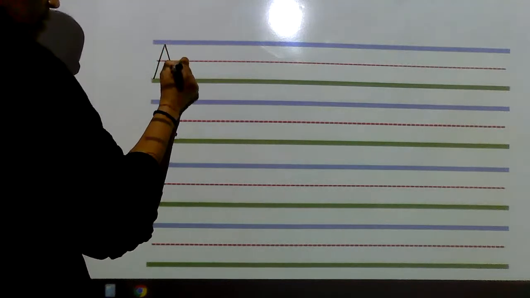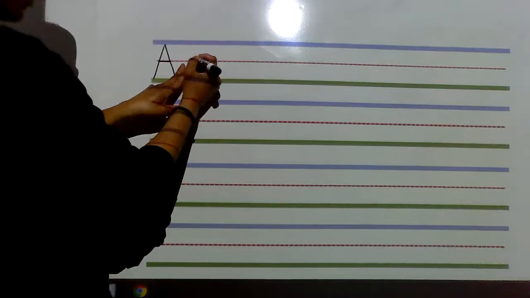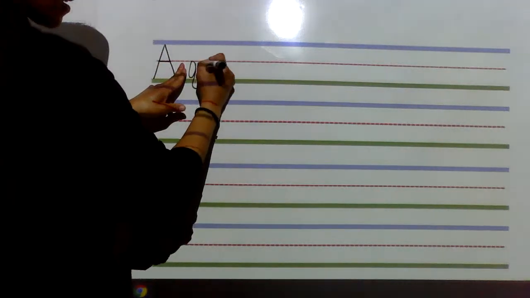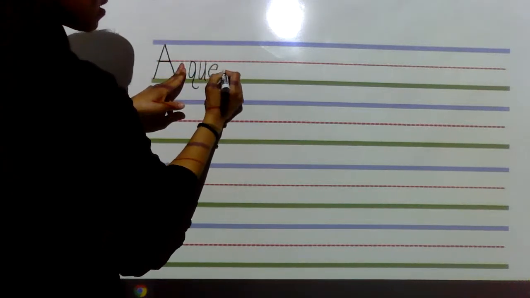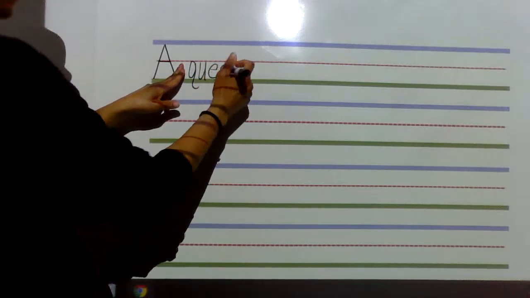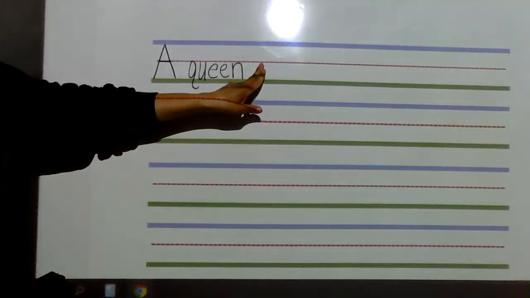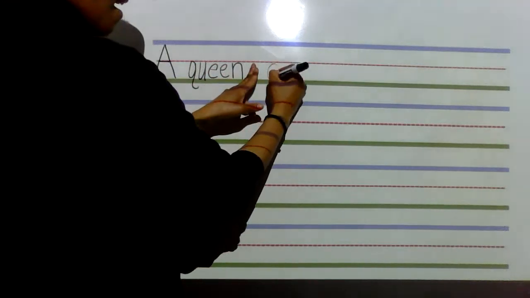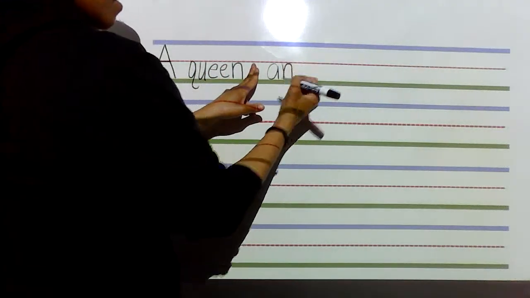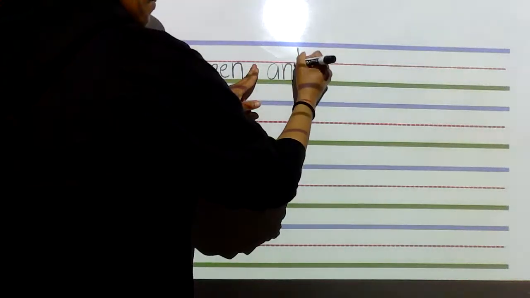A, space, queen. I hear qua. E, I hear that long E sound, so I'm going to use a double E to make the E sound. Qua, E, A queen ant. An, I hear my power word an. How do you spell an? A, N. What's the last sound I hear in ant? Oh, I hear it. There we go.